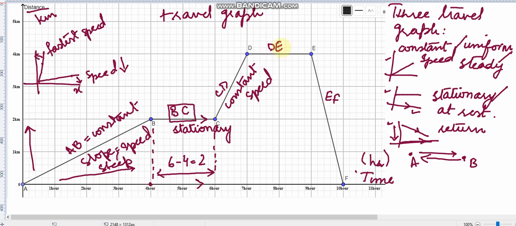Now again, DE stationary. The line is parallel to x-axis. And E to F. Now look over here. This is approaching 0. So this shows EF is basically the return journey line. But if we talk in terms of speed, so this is a slope. A slope represents what? Constant speed.